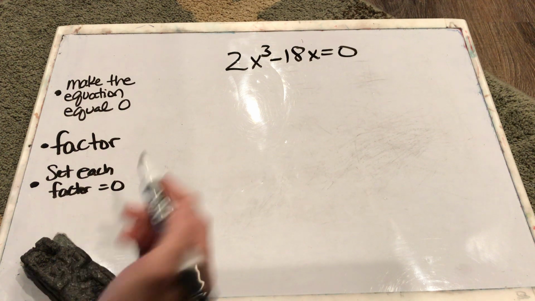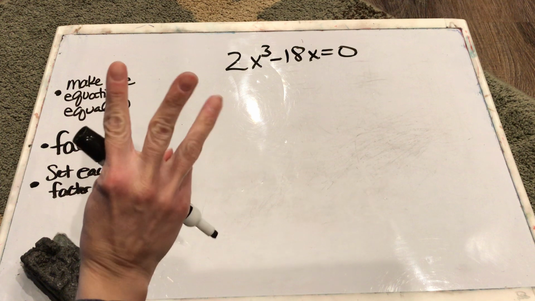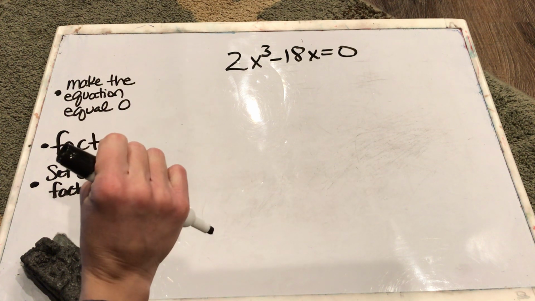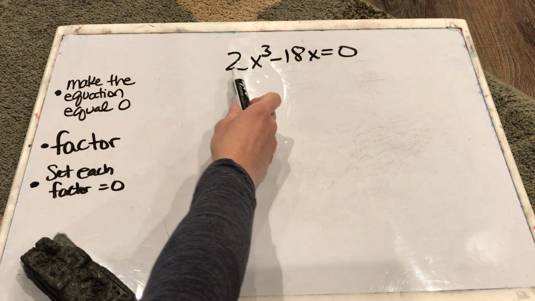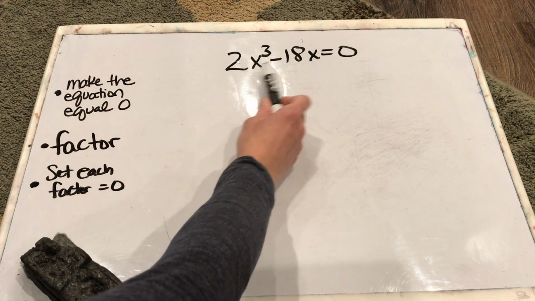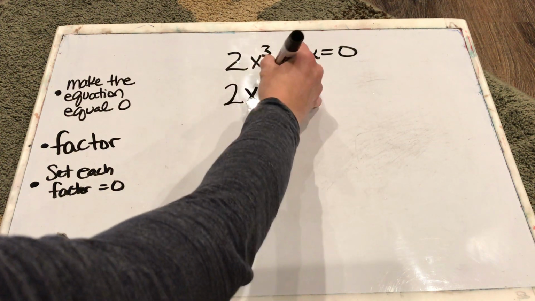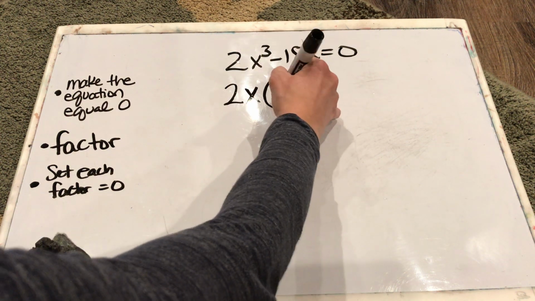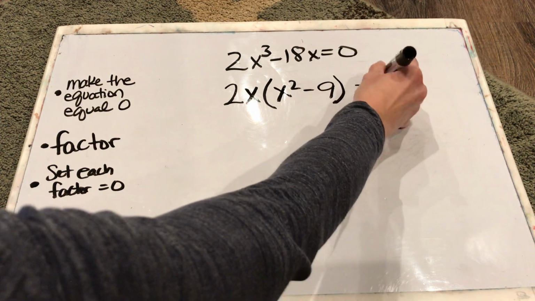Now, I had said if it was x squared, it would have 2 solutions, and this one is x cubed. So I think we're going to have 3 solutions. Let's see how to factor this. I see that I can take out a 2, and I can also take out an x. So I'm going to factor that by doing a 2x. What I'm left with up here is an x squared, and over here it's a minus 9. And that's equal to 0.